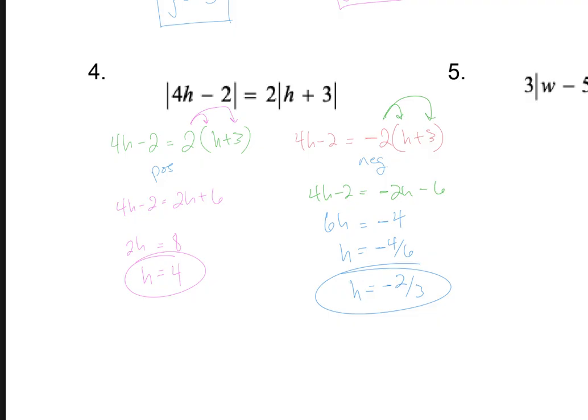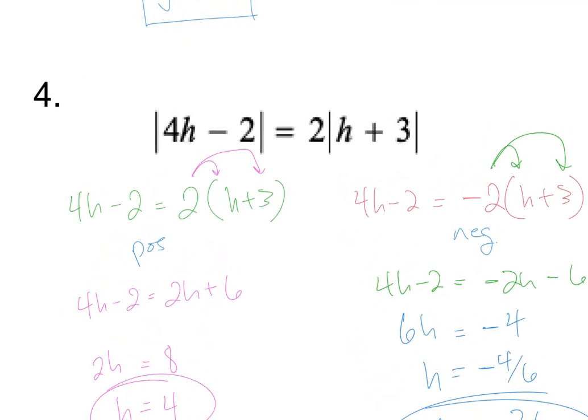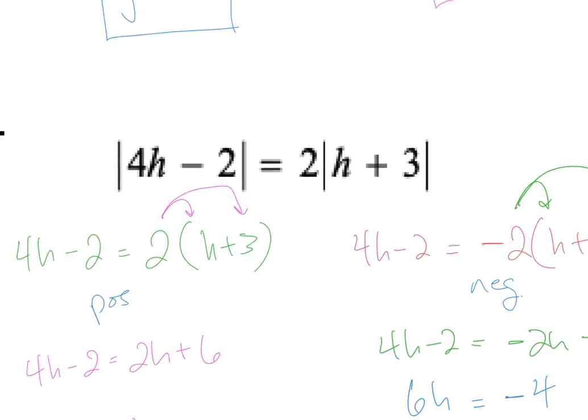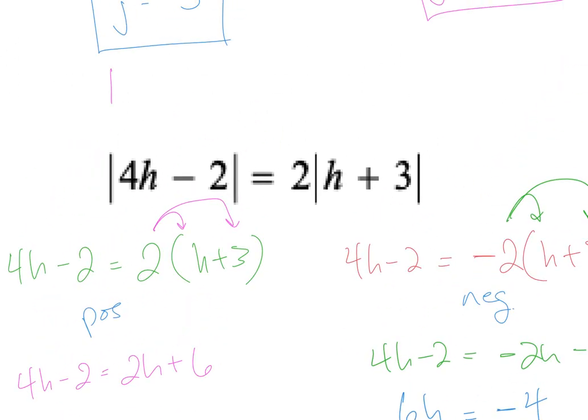There's another possible answer. So let's plug these in, see if we get what we want. So 4 is the first one. Absolute value of 4 times 4 minus 2 equals 2 times the absolute value of 4 plus 3.